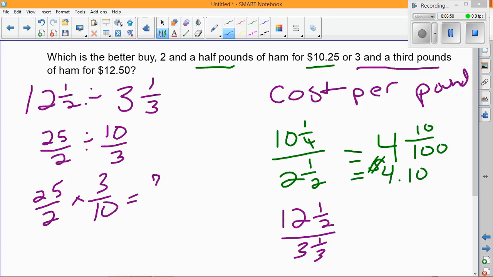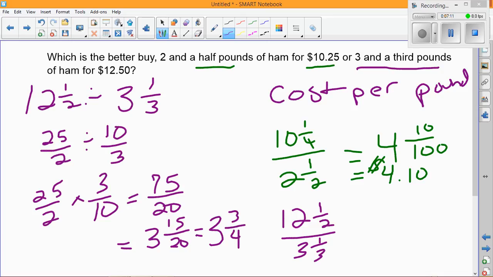25 times 3 is 75. 2 times 10 is 20. And 20 goes into 75 3 times. That gives me 60. We'll end up with 15 left over. Divided by 5 to reduce. So I'll get 3 3/4 of a dollar per pound. And 3/4 of a dollar is equal to 75 cents.